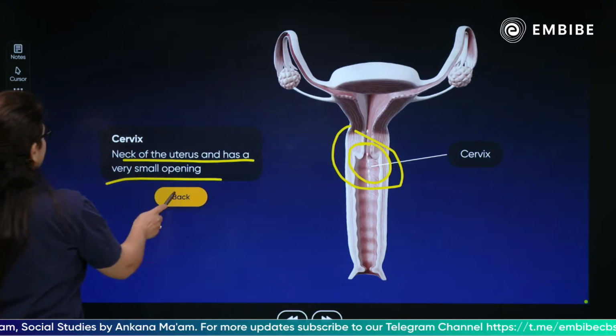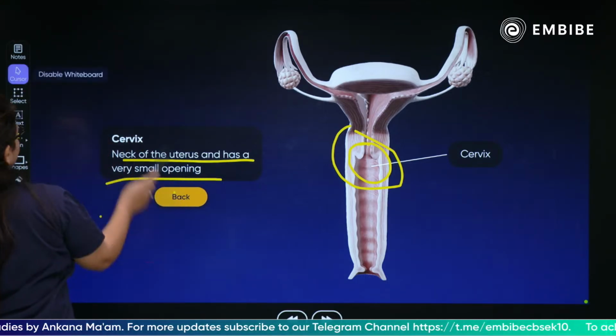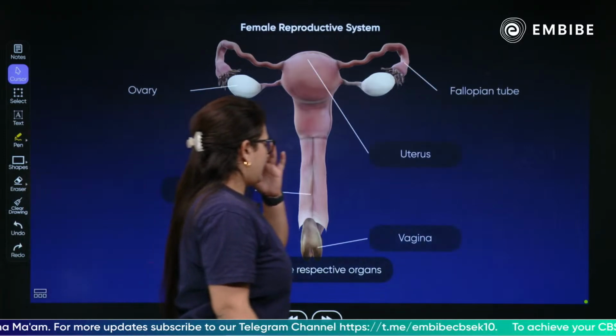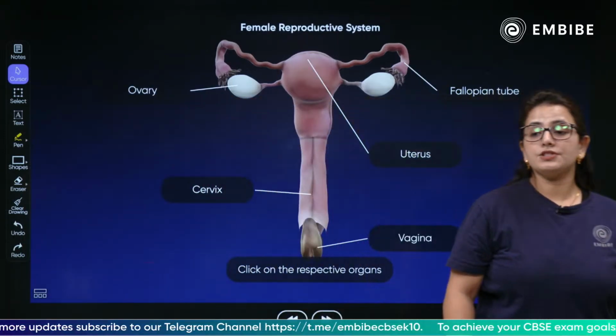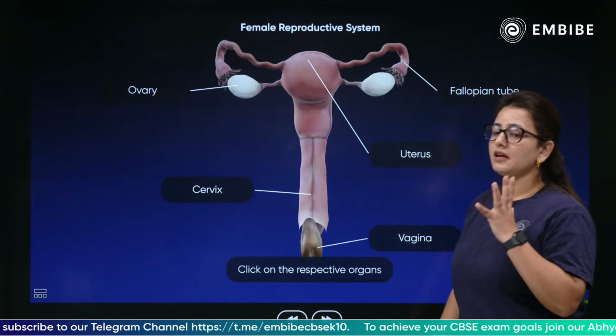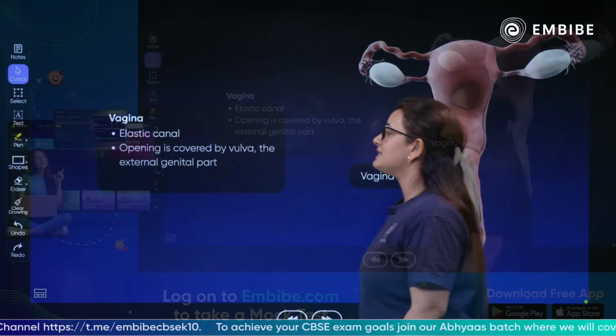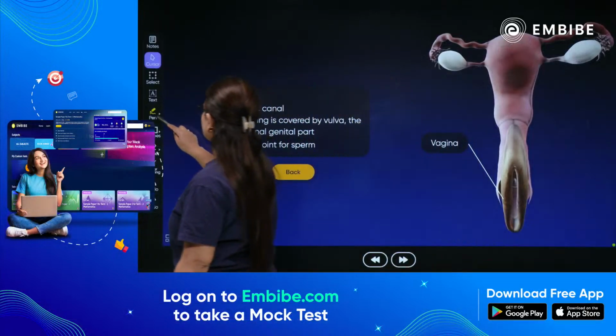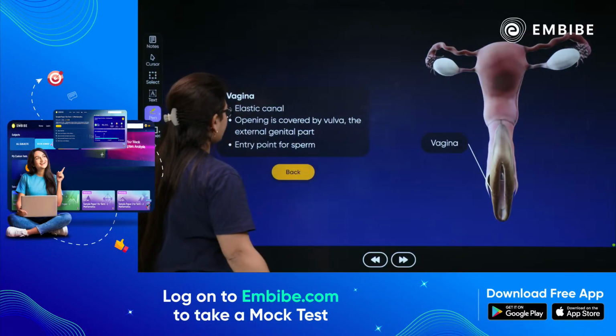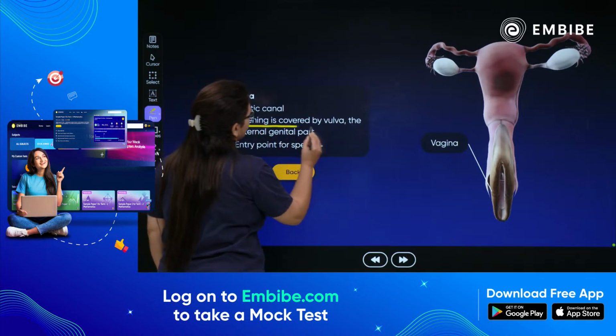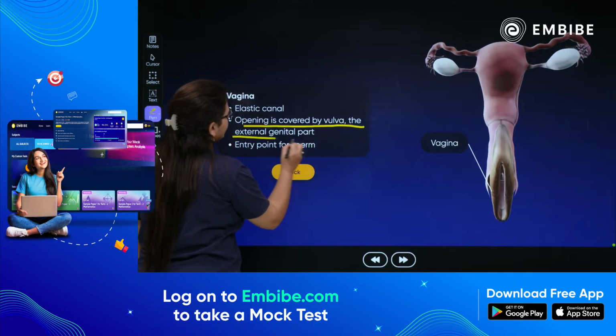Let's go back and discuss the other part which is left. Let's discuss the vagina, which is another female reproductive part. Let's discuss what its function is. So children, the vagina is an elastic canal. This is what I was talking about. It is also called the birth canal. Its opening is covered by the vulva and external genital parts.